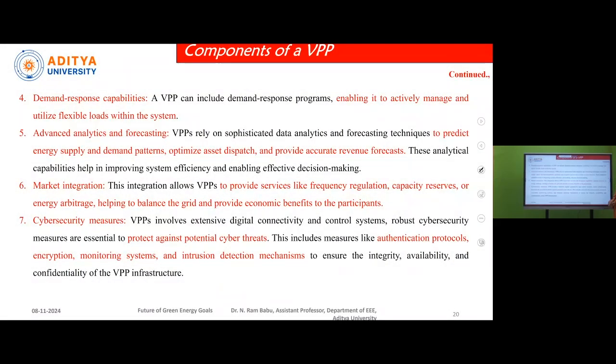Okay. And the next one is demand response capabilities. Some capabilities will be there for the demand response. So this one includes enabling the activity to actively manage and use flexible loads within the system. As I stated earlier, this is one of the major capabilities. That means in our house, some controllable or flexible loads will be there. These flexible loads are supposed to be operated at off peak hours instead of peak load hours. So this is one of the demand response capabilities.